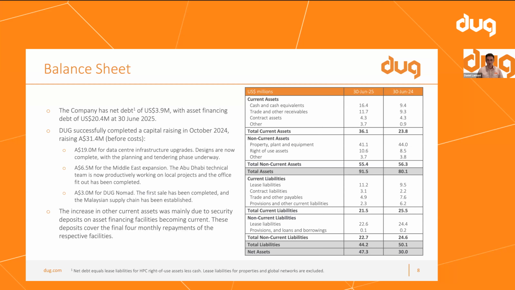Increase in other current assets. The only thing to call out there is when we do our asset financing, we pay a security deposit on the facility, and that security deposit is equal to the last 4 payments on that facility. So we have some of our facilities which expire at the end of January, and our final payment for those will be in September with a small bullet payment at the end. And so that's what we see coming through in the other line.